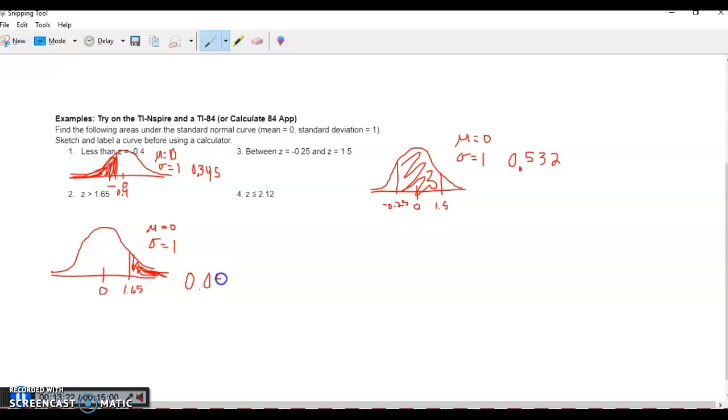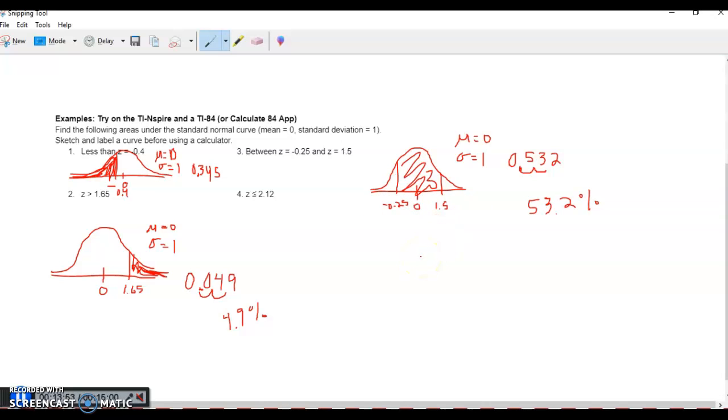Now I could have given these as percents, so I talked about rounding. If I wanted to give these as percents, just remember you move the decimal twice. So if you want to give it as percents, this one would have been 4.9%. So what that means is 4.9% of all Z-scores are greater than 1.65. I could have made this one into a percent. I could have said, well, 53.2% of all Z-scores are between negative 0.25 and 1.5.